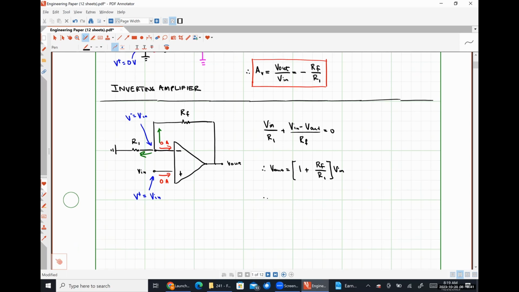And we can easily see then that our voltage gain, AV, always defined to be the ratio of the output voltage to the input voltage, is just 1 plus Rf over R1.